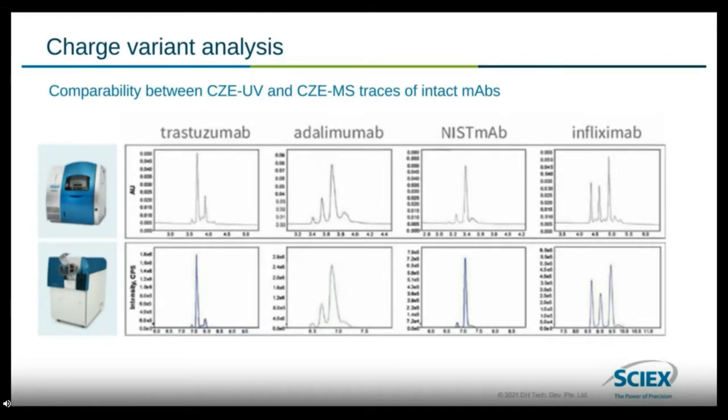So here you see on the top row 4 different monoclonal antibodies: trastuzumab, adalimumab, the NIST mAb, and infliximab. That is the CZE electropherogram that you see on the top row. In comparison, the ZipChip charge variant profile is on the bottom, and they are nearly identical, which allows quite easy comparison.